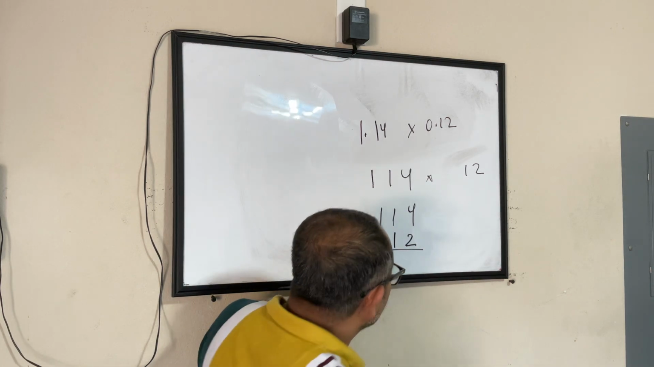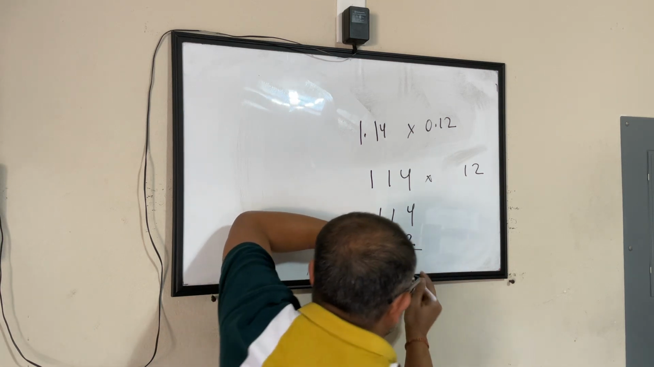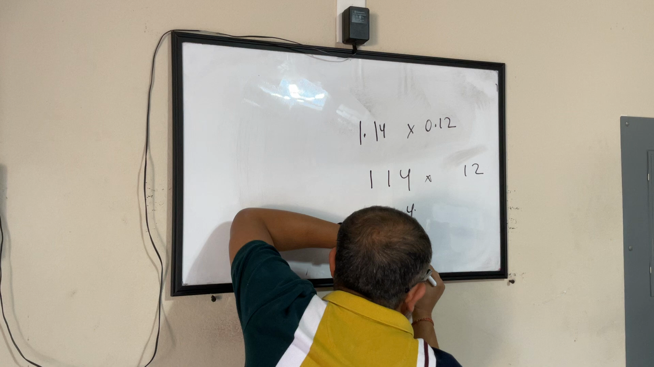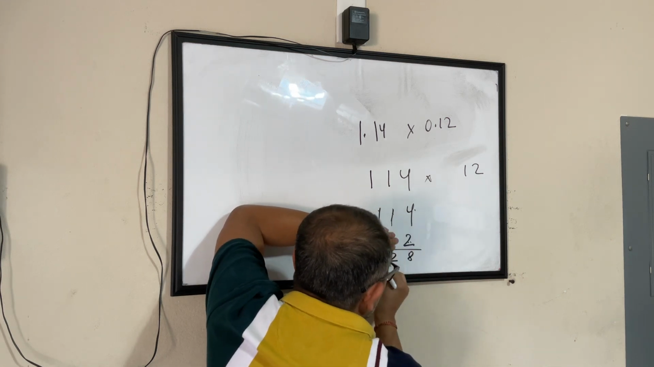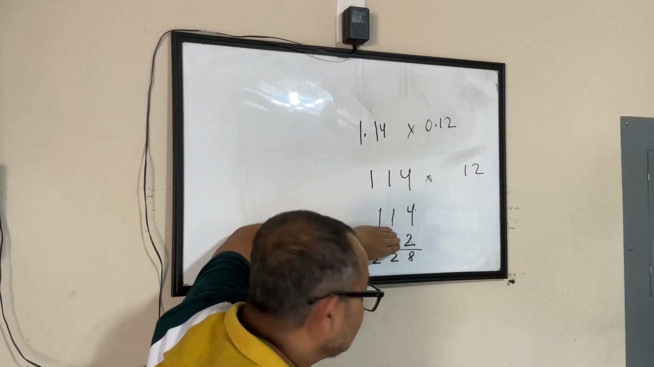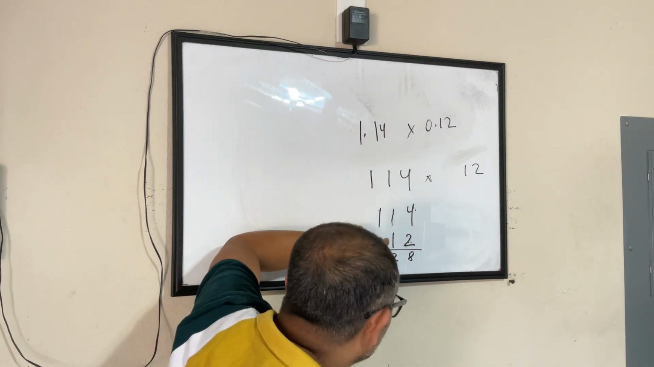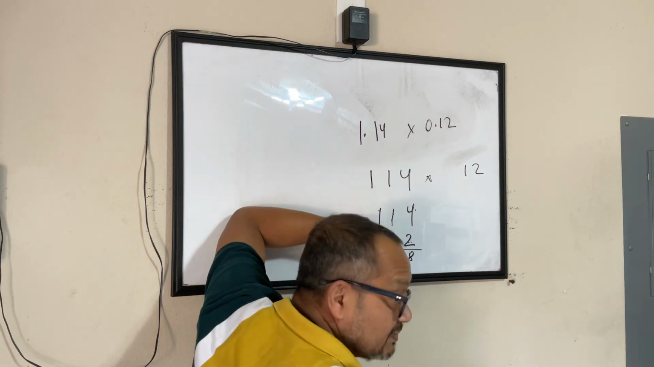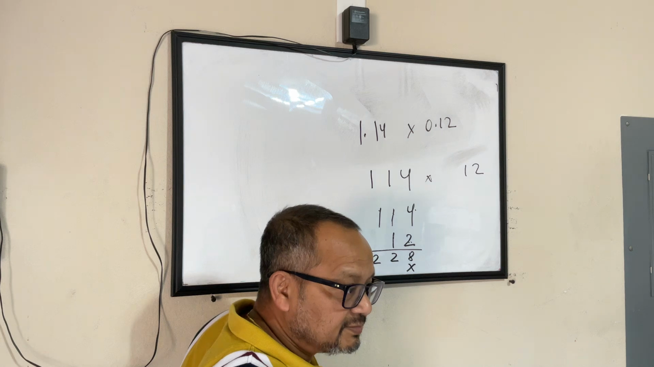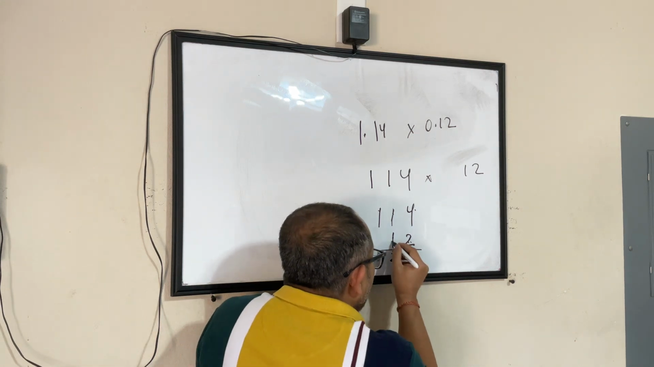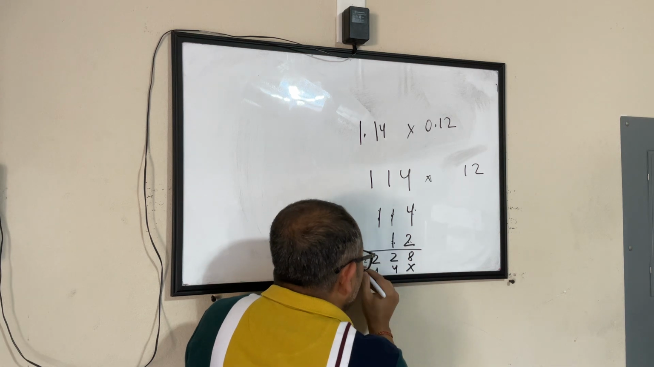I'm multiplying 114 with 12. What will I do? I will hide 1. I'll start with 2. 2 4s are 8. 2 1s are 2. 2 1s are 2. One number is done. 1 is there. This is the second place. So I will start from the second place. I will keep my first place empty. Now 1 4 is 4. 1 1 is 1. 1 1 is 1.